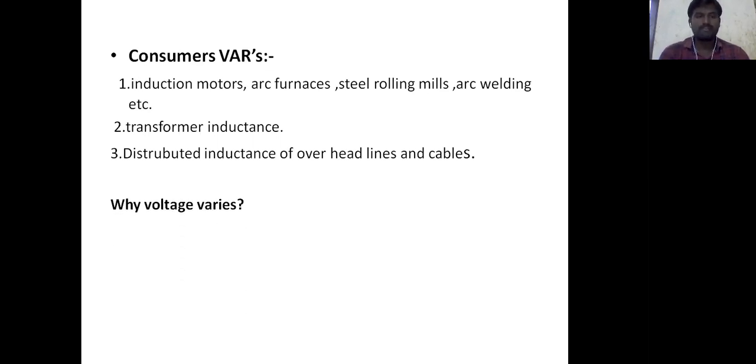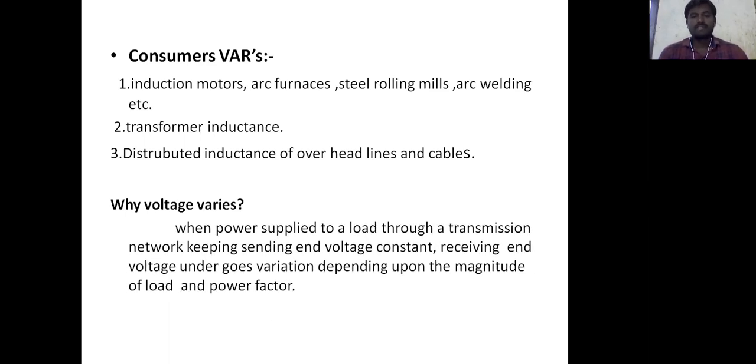What happens? Why does voltage vary? When power is supplied to the load through the transmission network, keeping the sending end voltage constant, the receiving end voltage undergoes variations depending upon the magnitude of load and power factor. The sending end voltage is constant, but the receiving end voltage varies depending upon the magnitude of load and power factor.